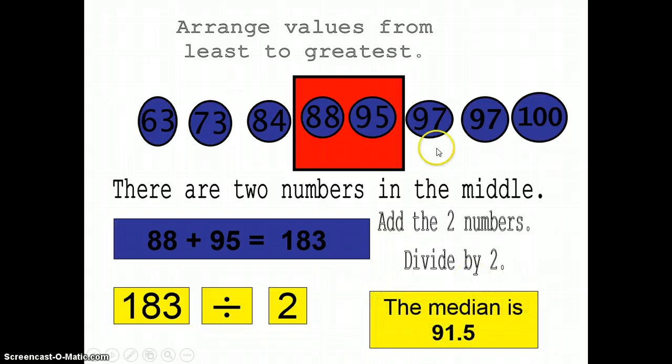So my median for this information, when there was an even number of terms, I added up the 2, and I divided by 2. So the average of the 2 middle numbers. Again, that's the median.